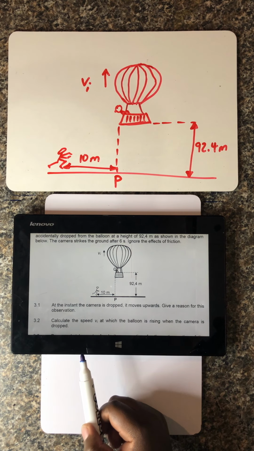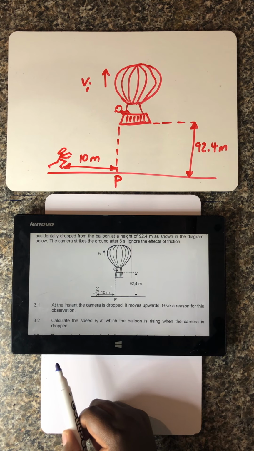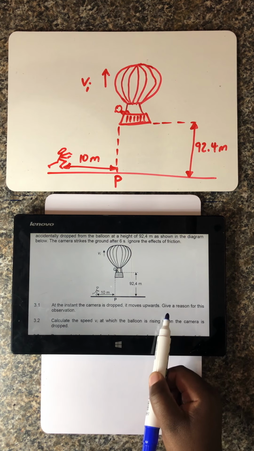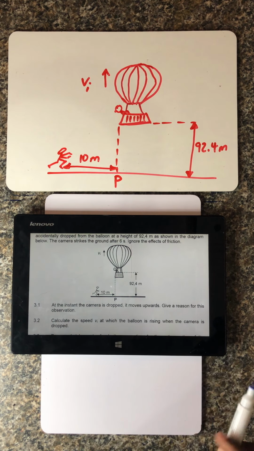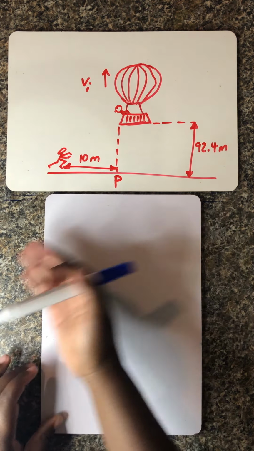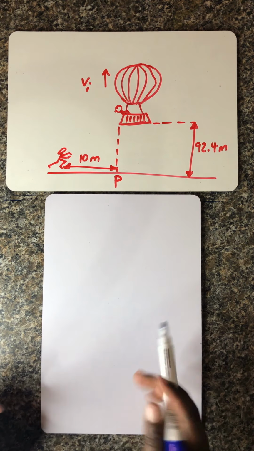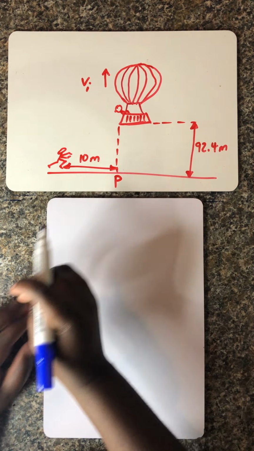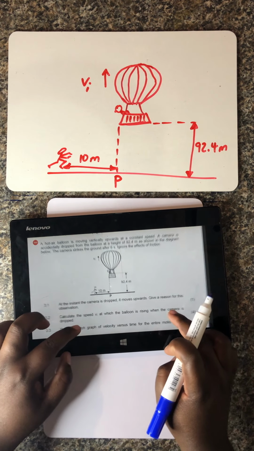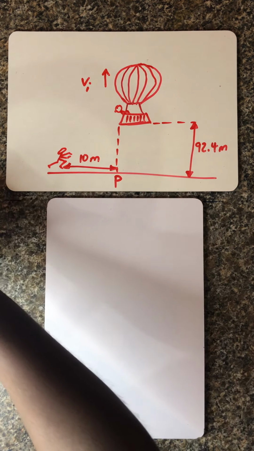Okay, so what makes it move upwards, ladies and gentlemen? That's what they want you to tell them when they say give a reason for this observation. Okay, ladies and gentlemen, the answer to this question is very, very simple. You don't need to stress that much. And remember, most importantly, ladies and gentlemen, this question is allocated just 1 mark.